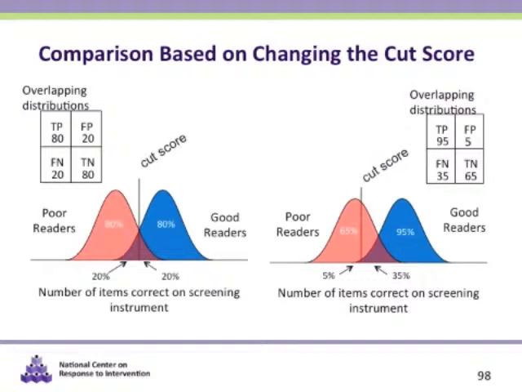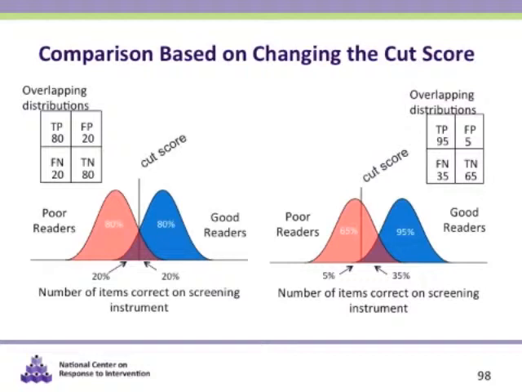Now, in example 2, we decided to lower the cut score to see what would happen. By lowering the cut score, we increased the accuracy in identifying students who were not at risk. So our cut score allowed us to accurately predict 95% of the students who were actually not at risk, and we only over-identified about 5%.